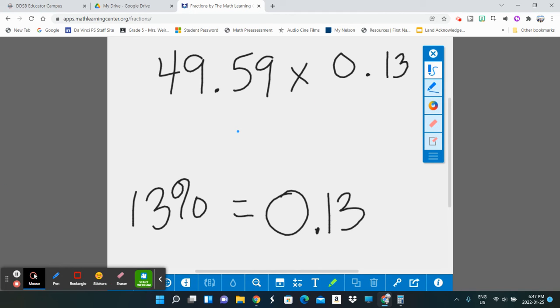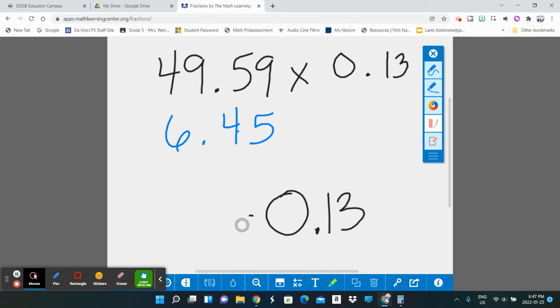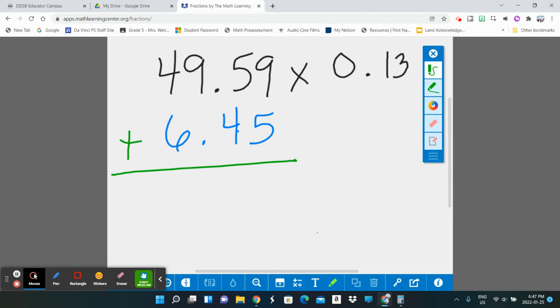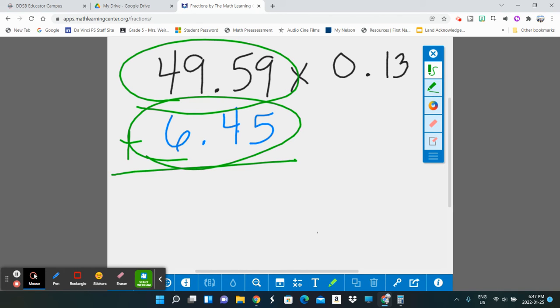So $6.45 would be our tax. To get the total cost of those shoes, what I'm actually going to have to pay, maybe on my debit card, I need to add the price of the shoes plus the sales tax.